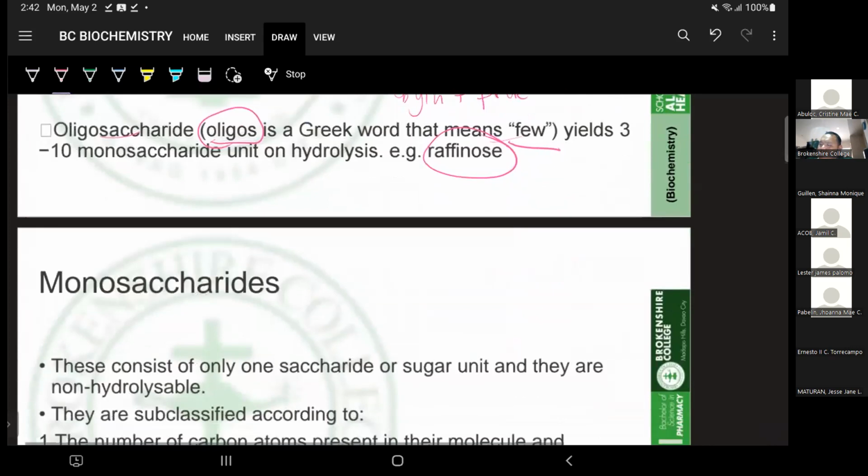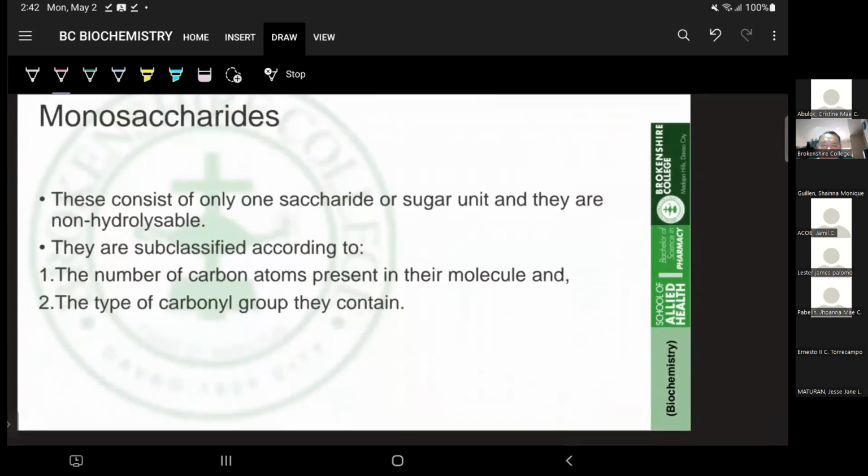Let's proceed now to monosaccharides. Again, monosaccharides consist of only one saccharide or sugar unit and they are non-hydrolyzable. Take note that they are non-hydrolyzable. A common board exam question would be, which of the following is an example of a hydrolyzable sugar? Or which of the following is not a hydrolyzable sugar? So again, monosaccharides are non-hydrolyzable, so upon hydrolysis they will not yield any sugar.